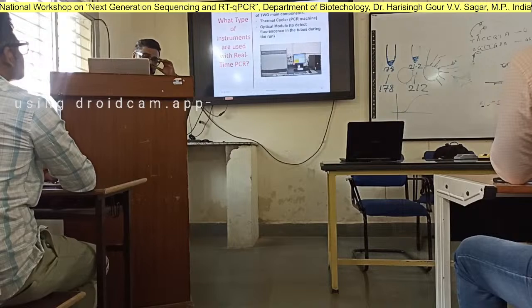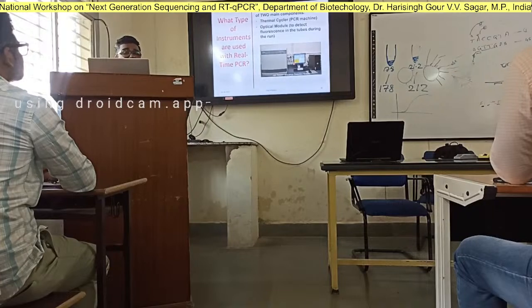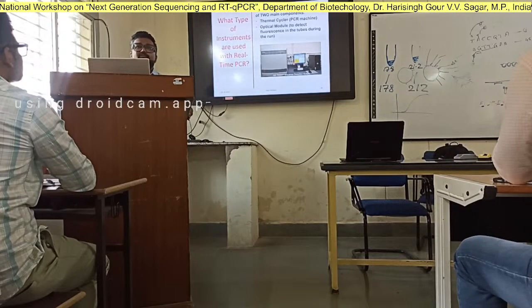So there are two components. One is the thermocycler, another is the optical module. So in some instruments you can actually see that the optical module is different. There are specificities regarding the types of tubes you can use. Whichever instrument you are using, make sure the molecules match.